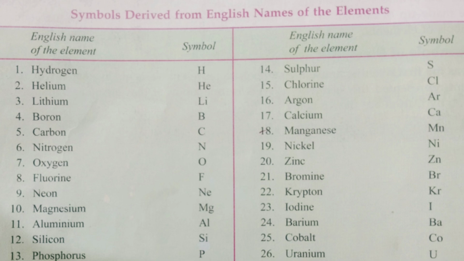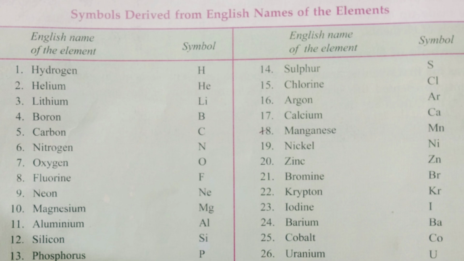A few examples in which elements are represented by their first letter you can see in the table, like hydrogen represented by H, boron represented by B, carbon represented by C, and fluorine represented by F. Oxygen we can represent by using O. Similarly, phosphorus we can represent by P, sulfur by S, uranium by U, and iodine by using I.